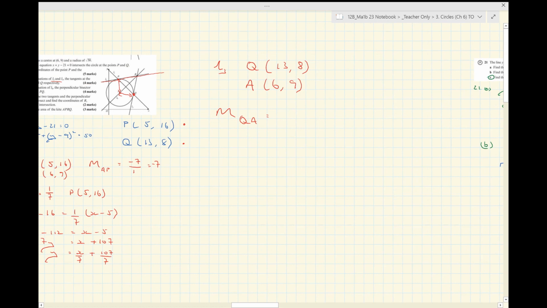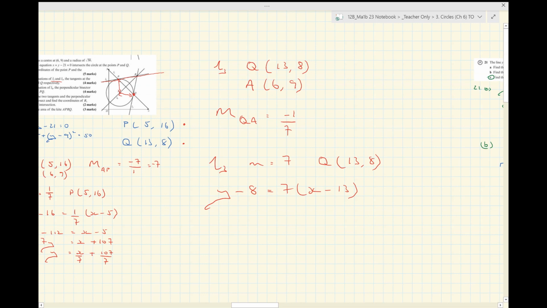Let's have a look. Looking at the y coordinates, 9 to 8 is minus 1, and 6 to 13 is 7, so the gradient of QA is minus a seventh. So if I'm looking at L3, the gradient of L3 will be the negative reciprocal of that, and I know that L3 goes through the point Q. So now I can write down the equation of the line L3.